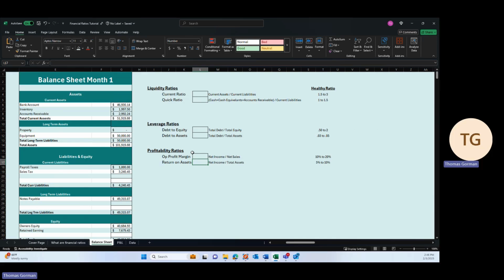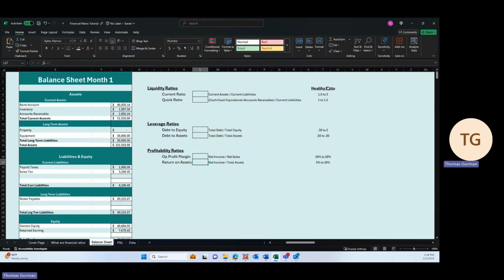Now, a ratio of above one indicates that the company has more assets than liabilities due within the next year, meaning it should be able to cover its short-term debts. A ratio below one may signal potential liquidity problems, indicating that the company might struggle to pay its bills on time.